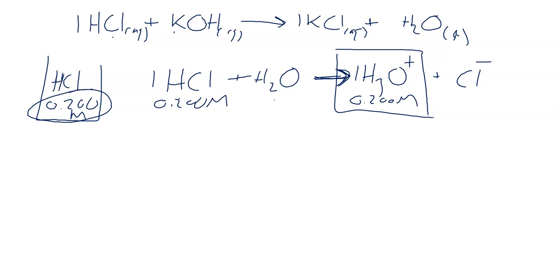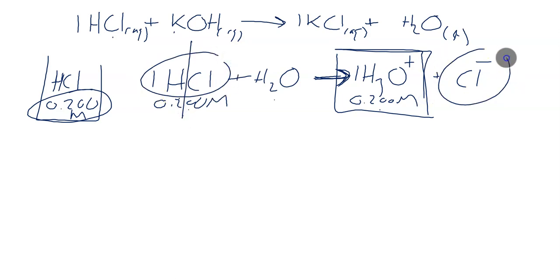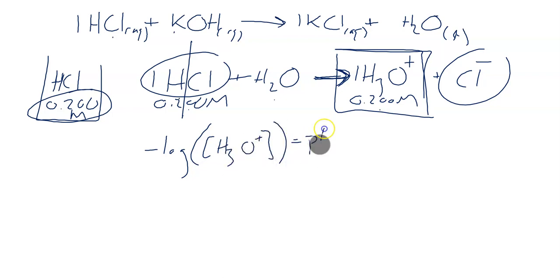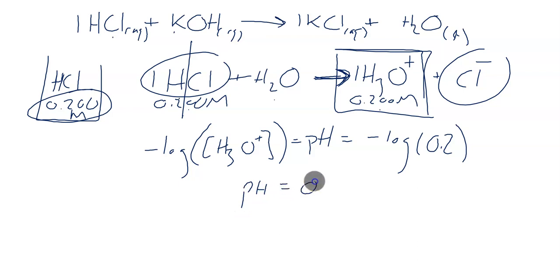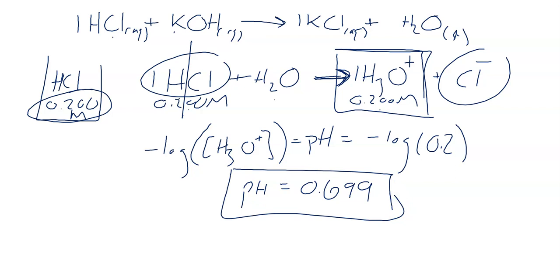When you have a strong acid, the concentrations are the same, because this is really what's in the flask. There's none of this hanging around. It's already dissociated, and the chloride's off doing its own thing. So take the negative log of the H3O+ concentration, where the brackets mean molarity, and that is your pH. The negative log of 0.2 ends up being 0.69, something like that. A very low pH because we have a strong acid of a reasonable concentration.